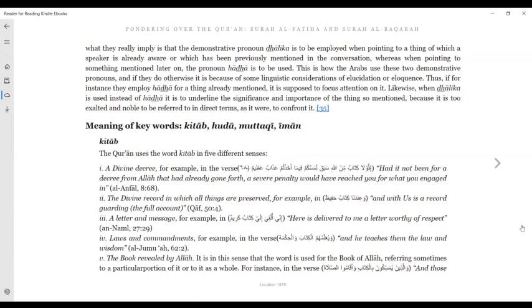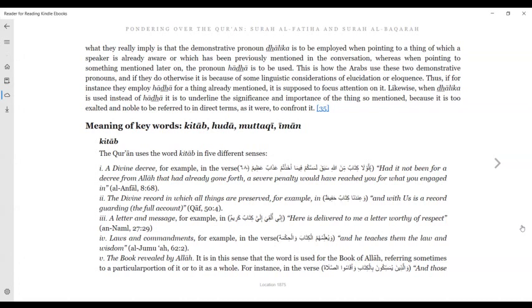Meaning of keywords. Kitab, Huda, Muttaqi, Iman. Kitab. The Quran uses the word kitab in 5 different senses. 1. A divine decree. For example, in the verse, لولا كتاب من الله سبق لمسكم فيما أخذتم عذاب عظيم. Had it not been for a decree from Allah that had already gone forth, a severe penalty would have reached you for what you engaged in. Surah Al-Anfal, chapter 8, verse 68.